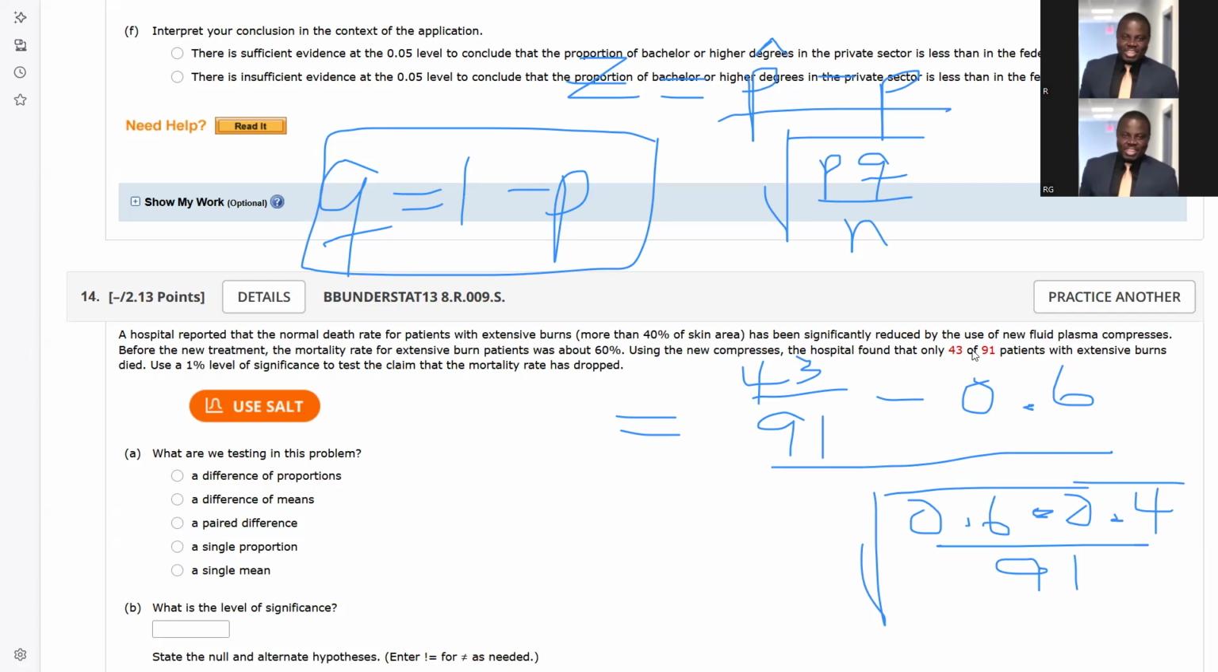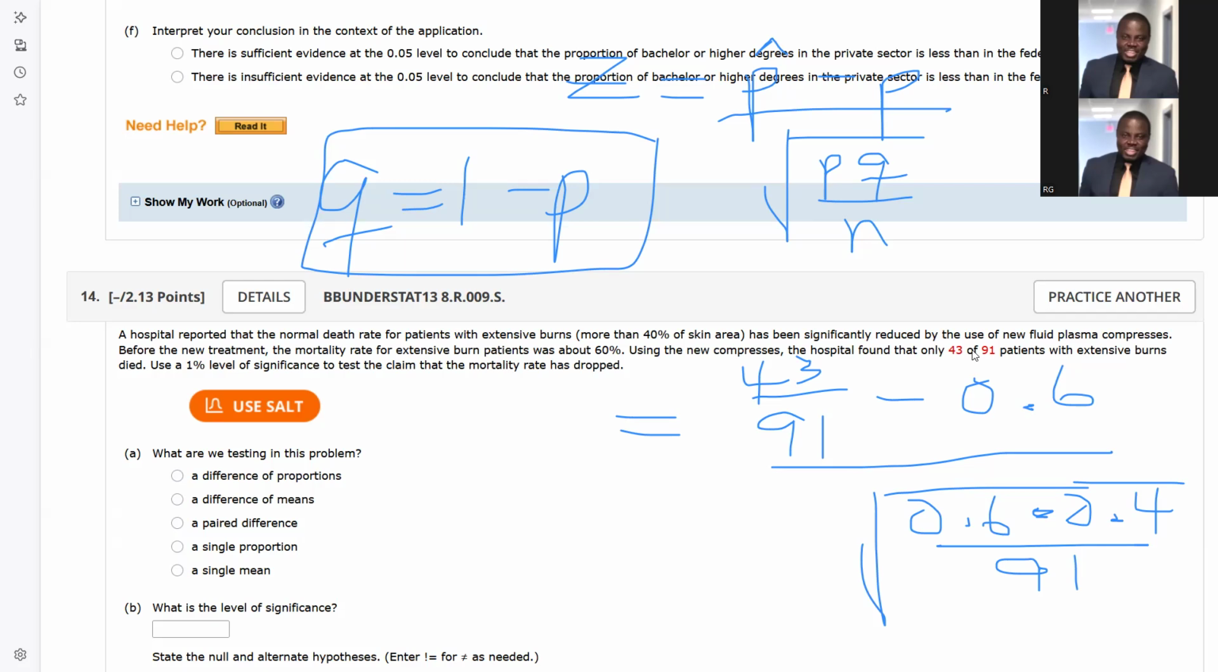So 0.6 times 0.4 divided by 91, and everything there is under the square root sign. To put this in your calculator, remember the calculator we're using on the exam. So try it with your phone calculators.